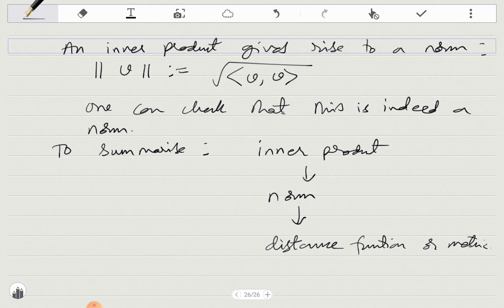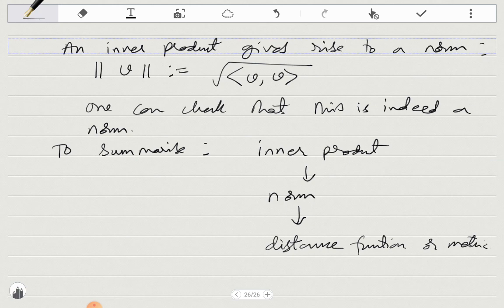Excuse me. Right. So an inner product, and then what? Also.